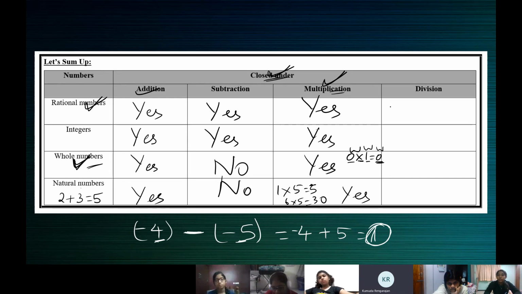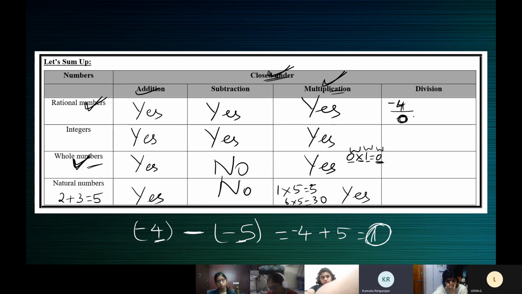Because now, supposing we take the rational number minus 4. Minus 4 is a rational number. It's an integer, it's a rational number. When you divide by 0, 0 is a rational number. Minus 4 is an integer. It is also a rational number. 0 is an integer. 0 is a whole number. It's also a rational number.